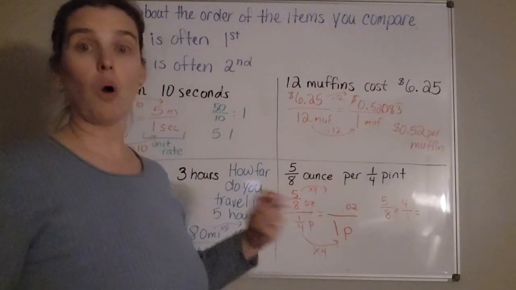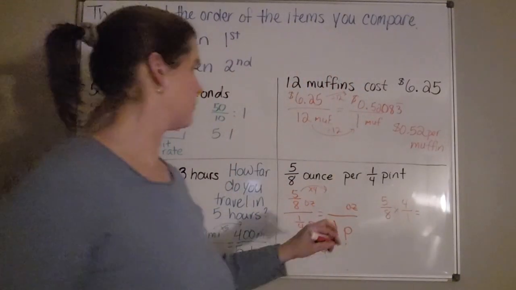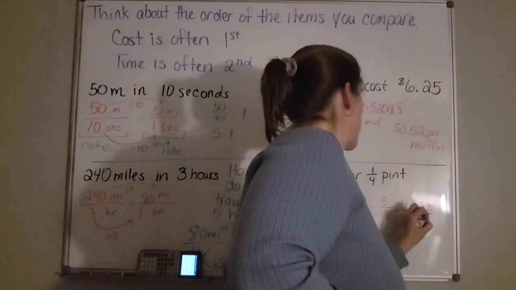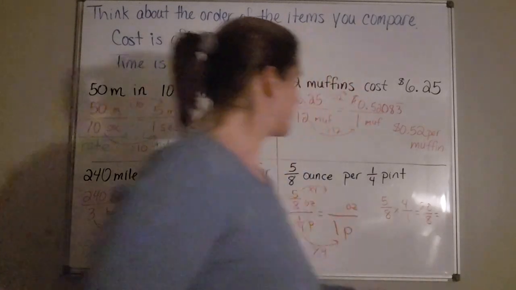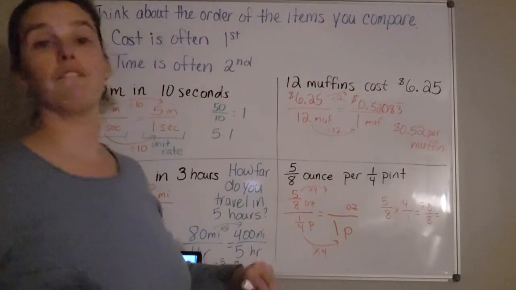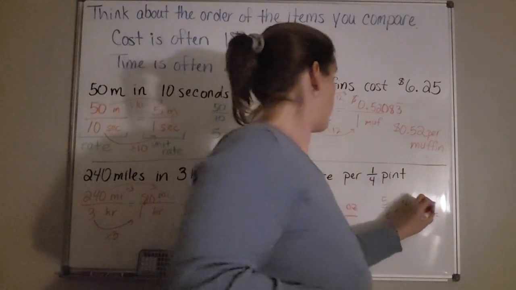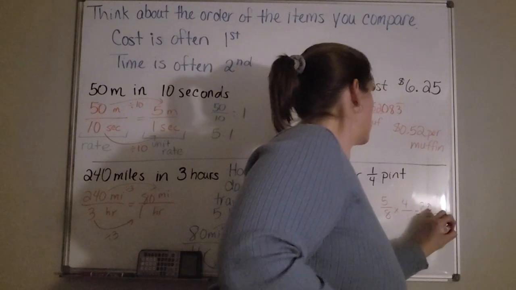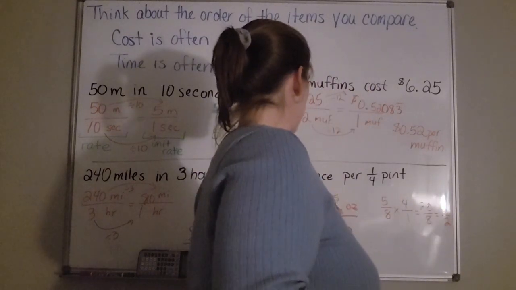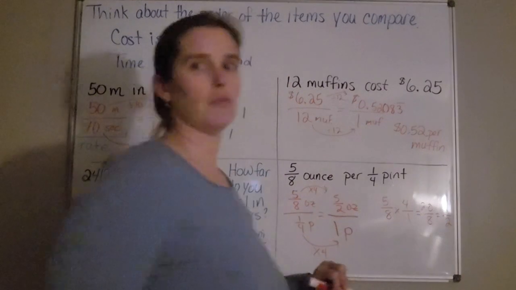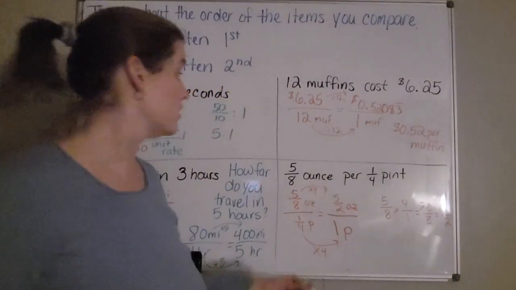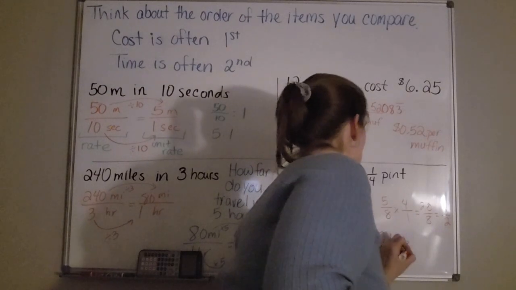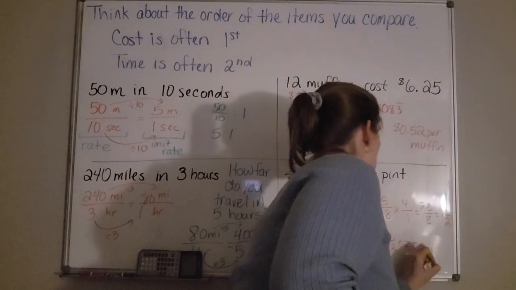Either cross cancel or just multiply across and reduce. Either one. 5 times 4 is 20. 8 times 1 is 8. Let's see, what goes into both of those? 4 does. So 20 reduces down to 5, and 8 reduces down to 2. So you have 5/2 of an ounce, or 2 1/2. You could also say 2 1/2 ounces per pint.